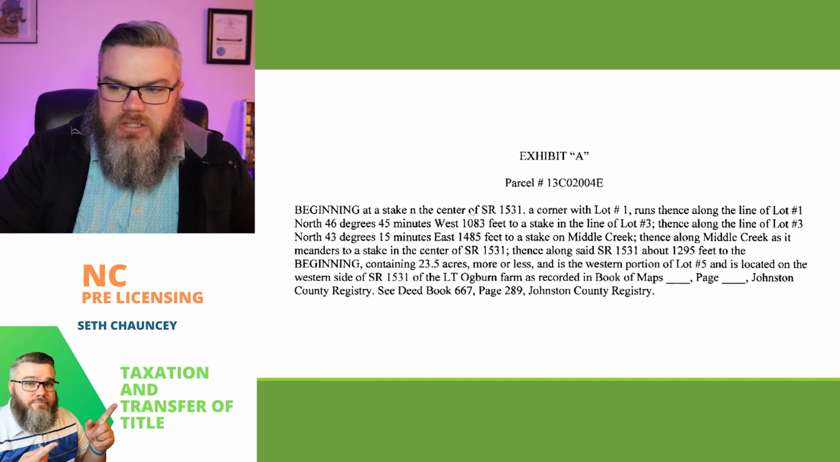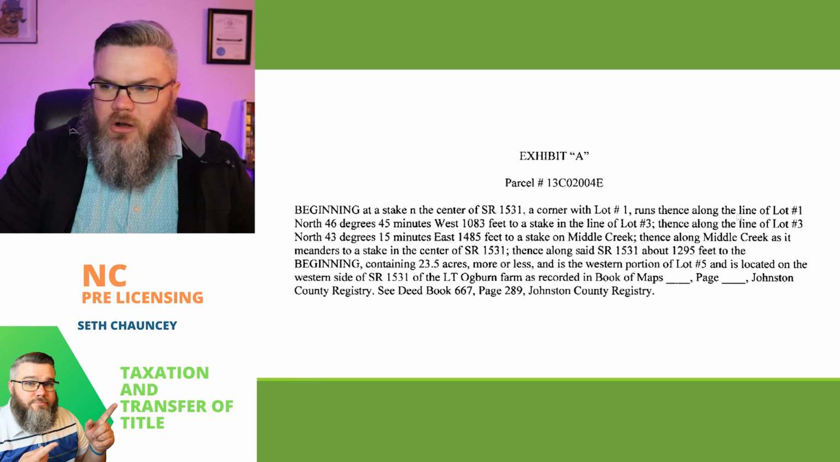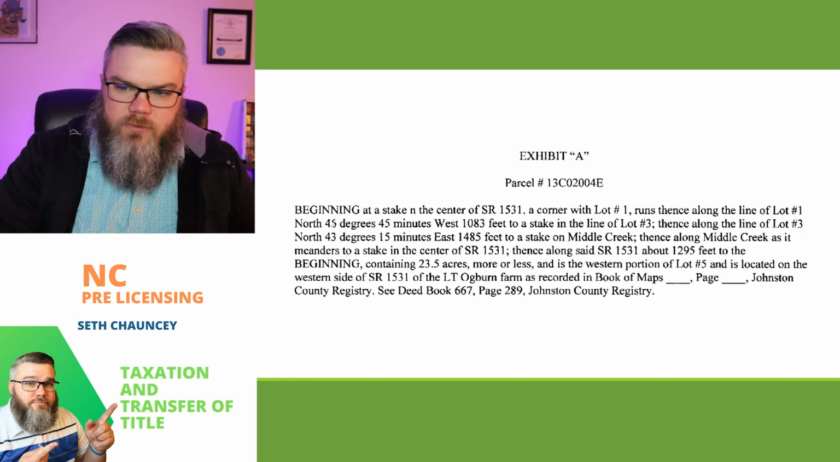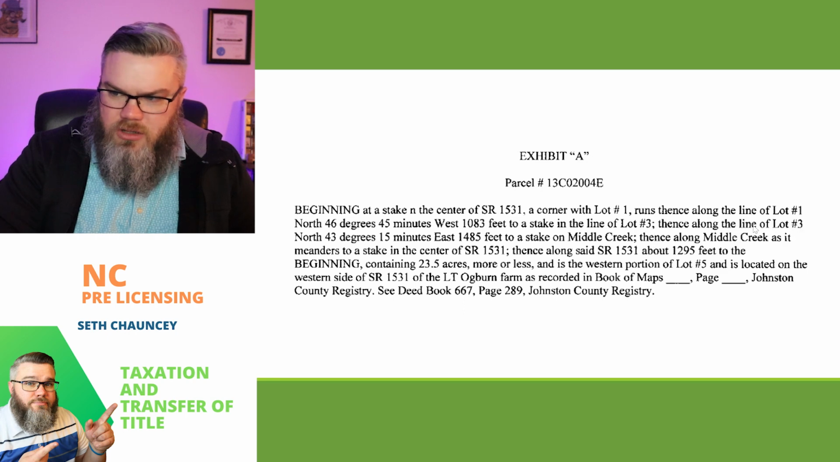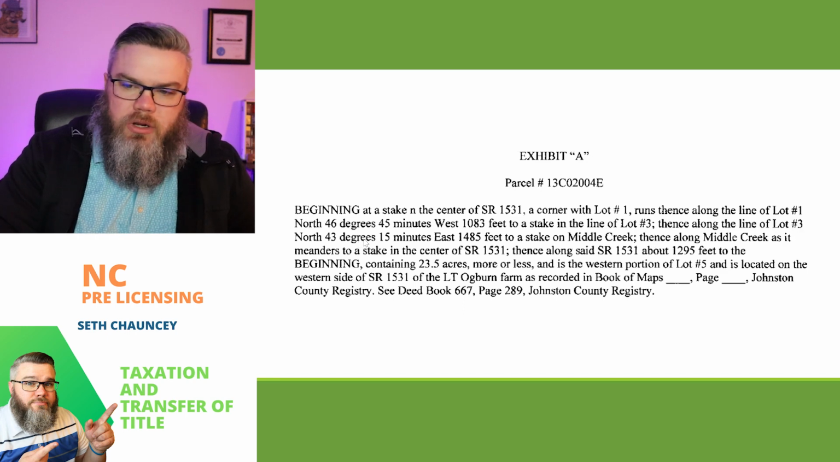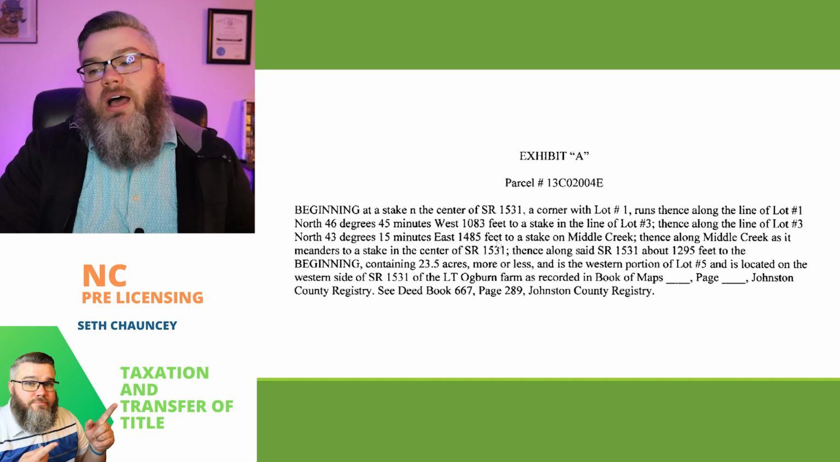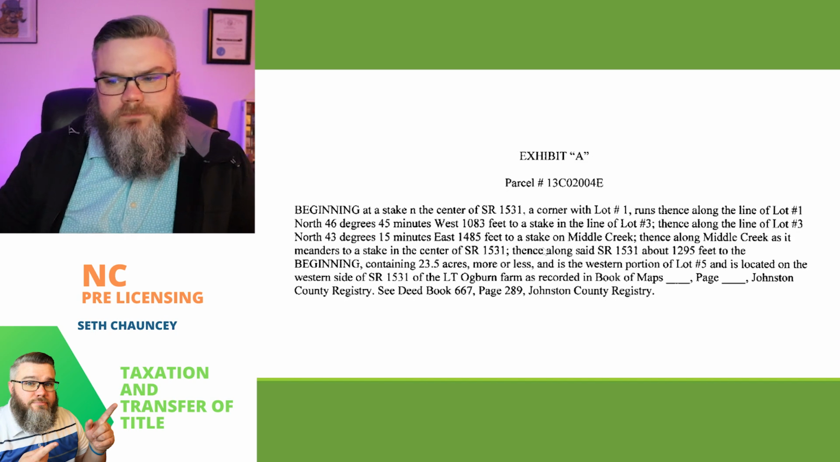So beginning at the stake in the center of SR 1531, a corner with lot number 1, runs thence along the line of lot number 1, north 46 degrees, 45 minutes west, 1,083 feet, to a stake in the line of lot number 3, thence along the line of lot number 3, north 43 degrees, 15 minutes east, 1,485 feet, so on and so forth.